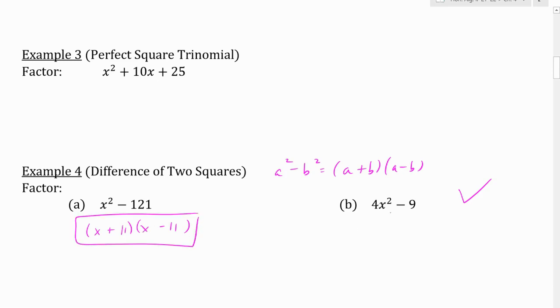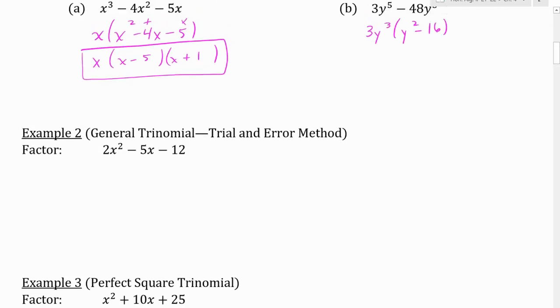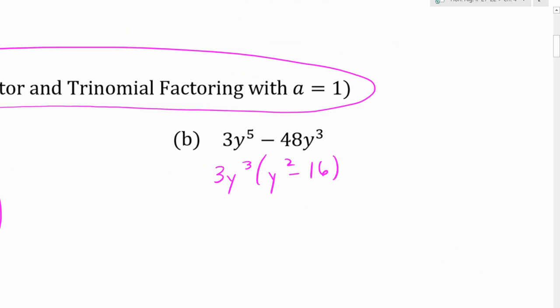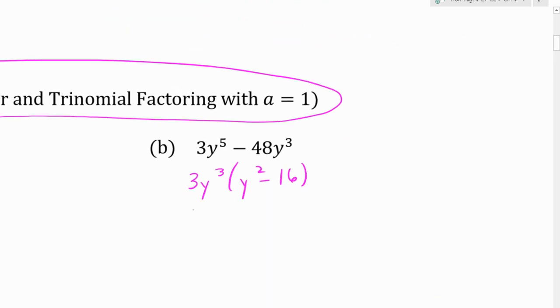Over here, same thing. Everything here is a perfect square. It's a difference. So what do you square to get 4x squared? That's a 2x. What do you square to get 9? That's a 3. And then we've got it. And then I'm going to come back up here because that's a difference of two squares right there on the end of that. And I'm going to keep going.